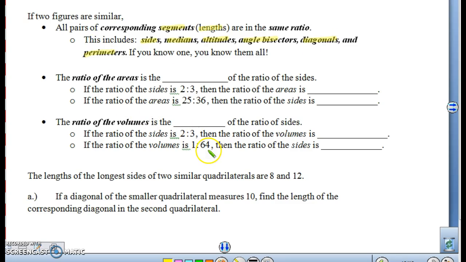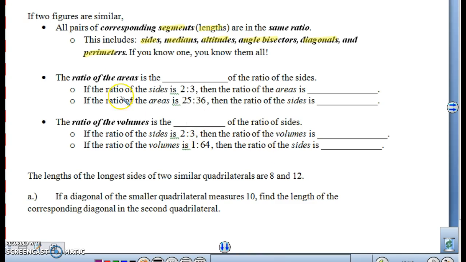If you know one side ratio, you know the ratio of the sides, the ratio of the medians, the ratio of the altitudes, the ratio of the angle bisectors, the ratio of the diagonals, and the ratio of the perimeters. It's always going to be the same because you're just comparing the lengths.